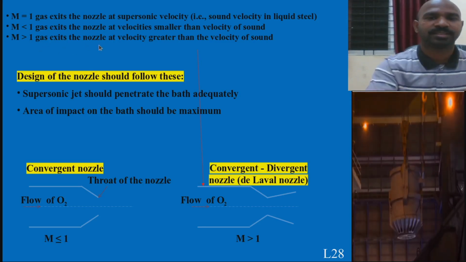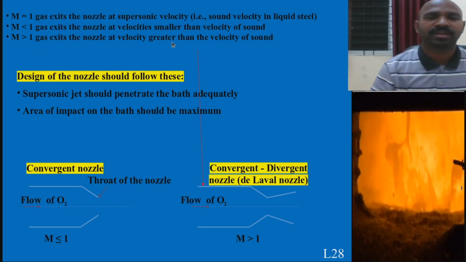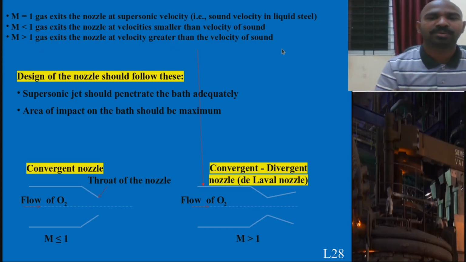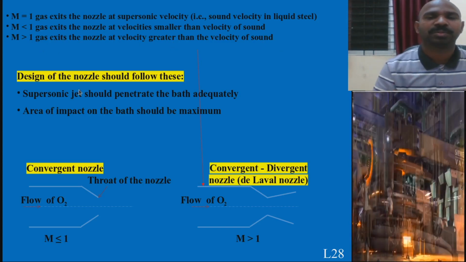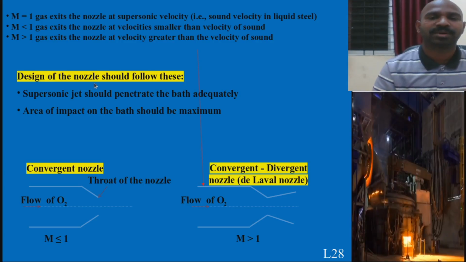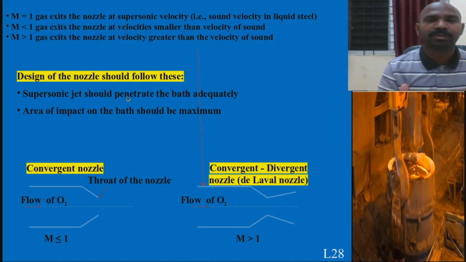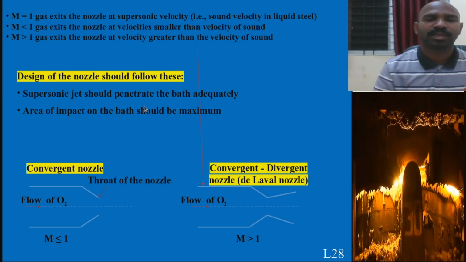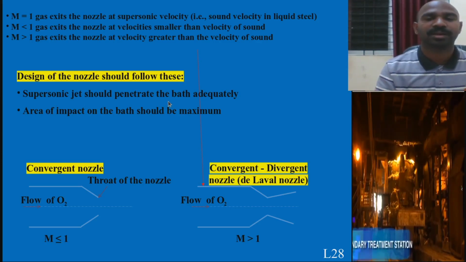And if it is greater than 1, the velocity of the oxygen jet is greater than the velocity of sound. And the design of these single nozzles will depend upon this parameter. The supersonic jet should penetrate the bath adequately, or optimally. It should not be very high speed.